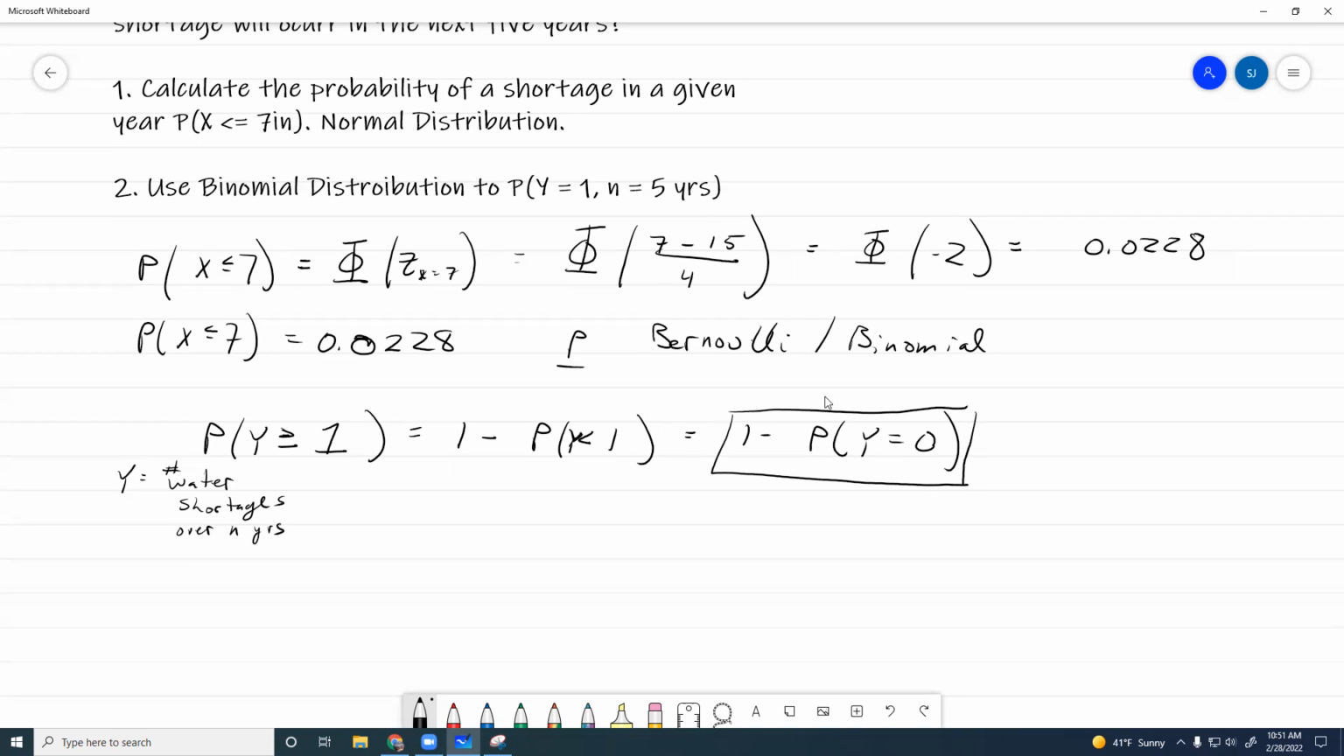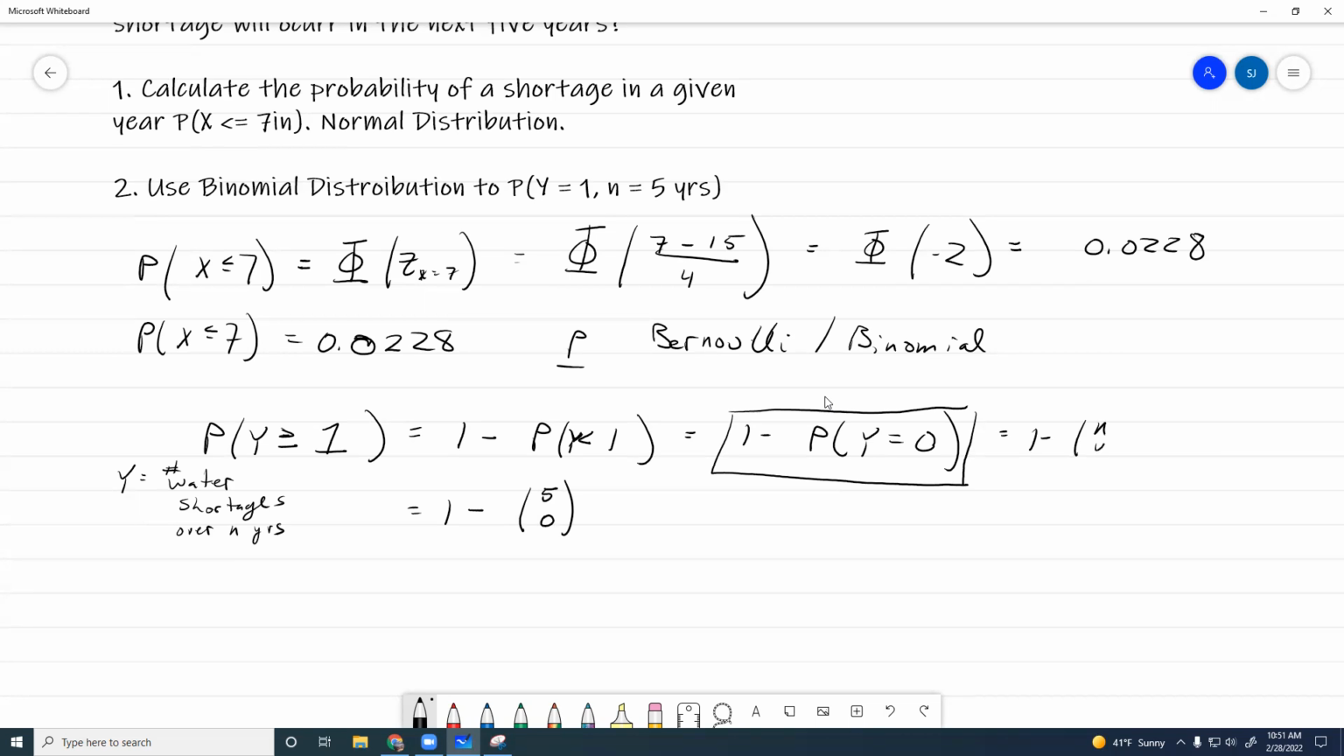Okay, so this gives us 1 minus, and then we'll do that PDF. So n is 5 years. How many successes? We're going to say 0 successes, because this is what we're calculating. And then we do the actual PDF. And maybe I'll write it out over here real quick.